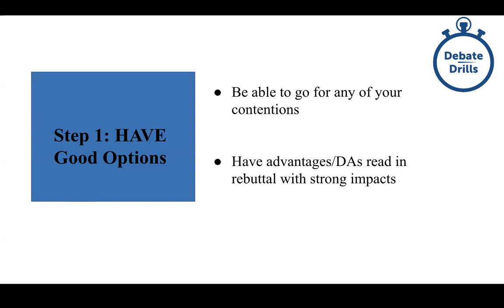The other thing that you can do to increase the potential options that you can collapse on is you can read advantages/disadvantages in the rebuttal with strong impacts that are good enough so that you could potentially kick out of your case. If not kick out of your case, then at least extend the arguments in rebuttal in addition to maybe double collapse. You'd want to weigh those and contextualize those as well, such as to not make the round a complete mess.